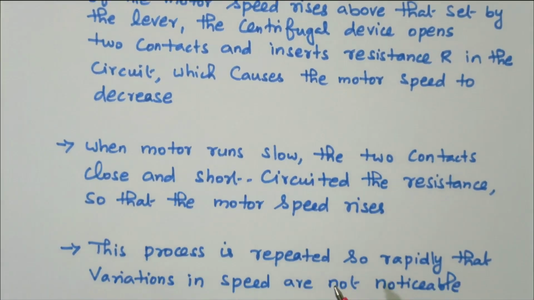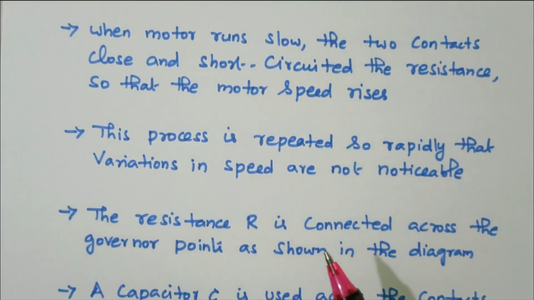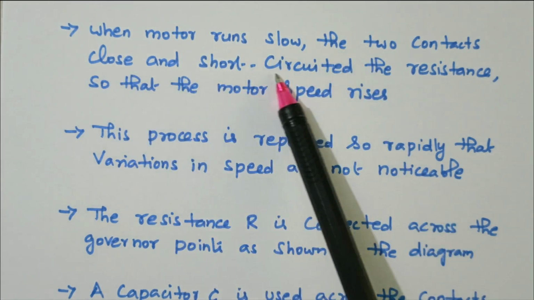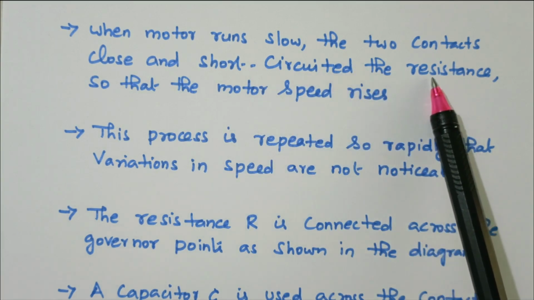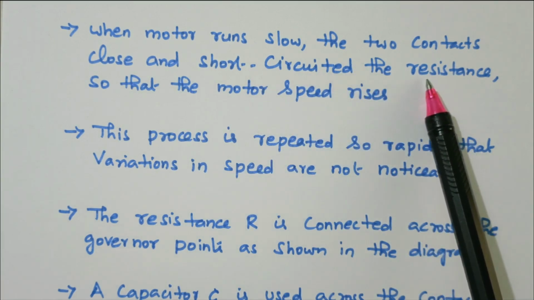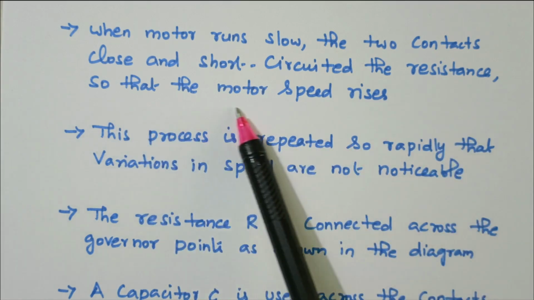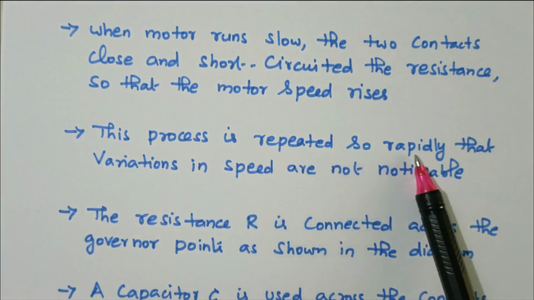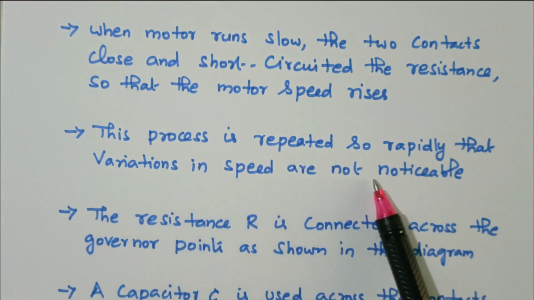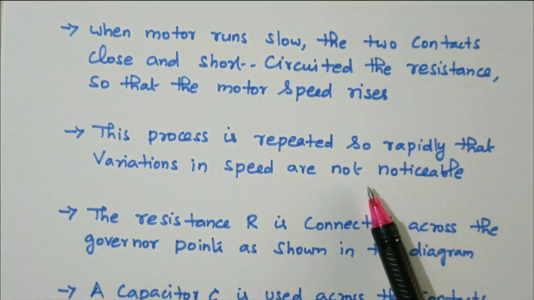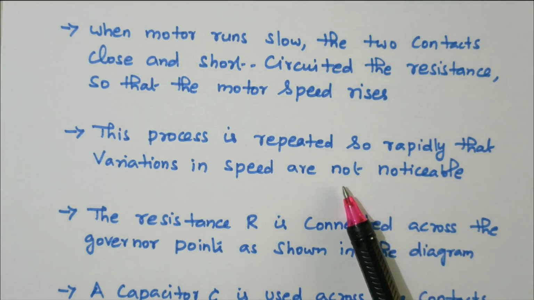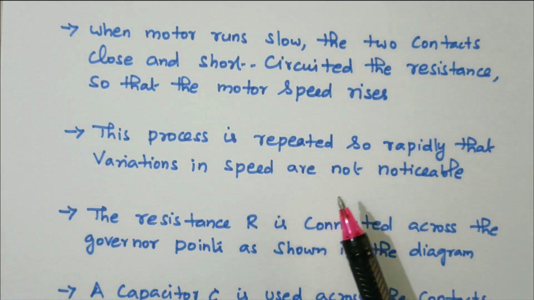In the second case, when the motor runs slow, the two contacts close and short circuit the resistance. If the resistor is short circuited, the current will directly flow to the field winding, so the motor speed will rise. This process is repeated so rapidly that variations in the speed are not noticeable. If there is a speed variation, it will connect or disconnect the centrifugal switch until there is no variation, and then it will go on as usual.